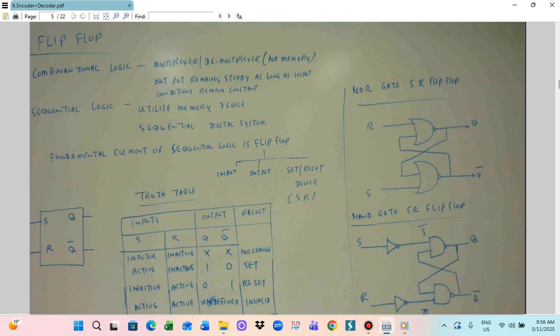So the logic system is a combinational logic. Combinational logic means that you can see the AND gate, OR gate, NOR gate in combination. So this is why we call that combinational logic. They don't have memory.